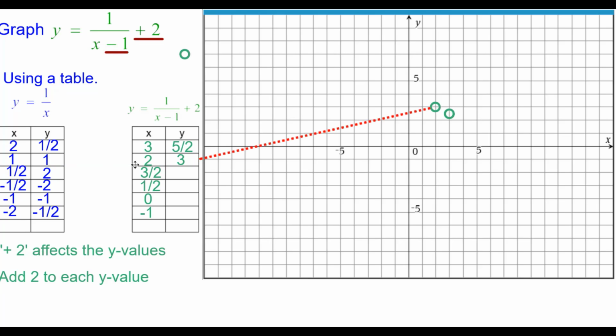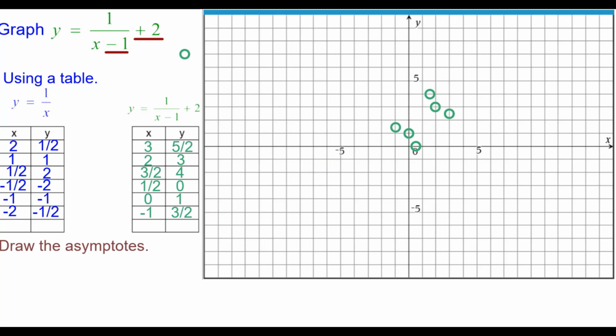Go ahead and finish these 4 points, plot them, and finish the graph. Press pause and then resume when you're ready. Two plus 2 is 4, so 1.5, 4. Negative 2 plus 2 is 0, so 1/2, 0 would be an x-intercept. Negative 1 plus 2 is 1, so 0, 1 is a y-intercept. And negative a half plus 4 halves is positive 3 halves, so negative 1, up 1.5.